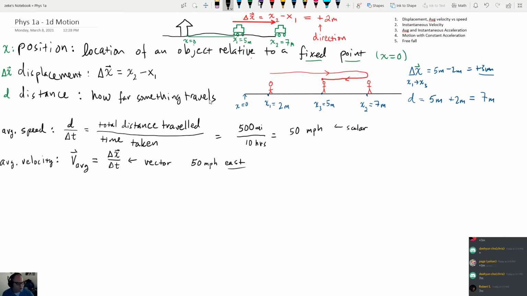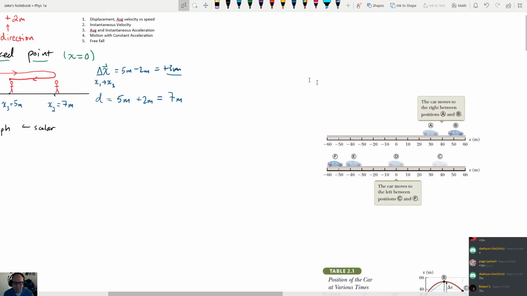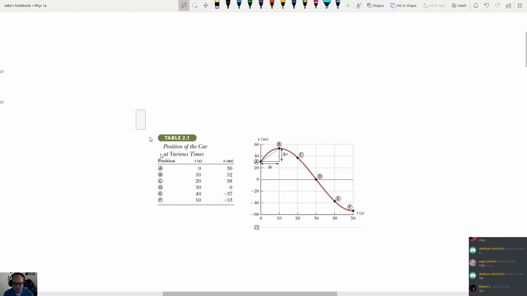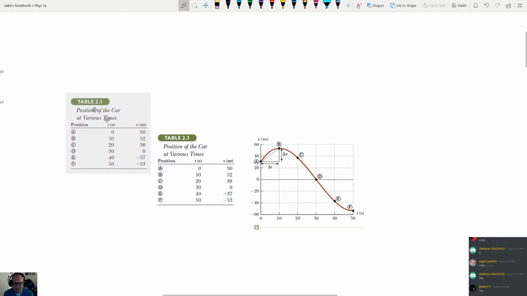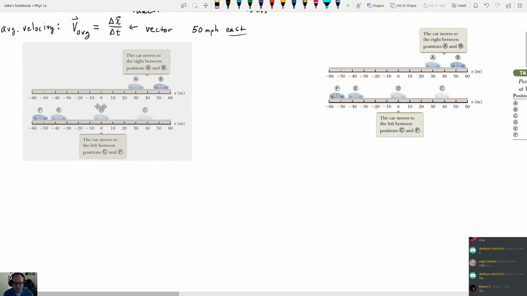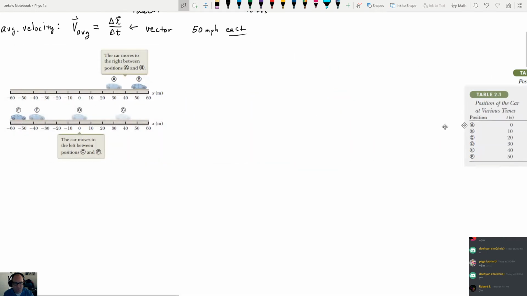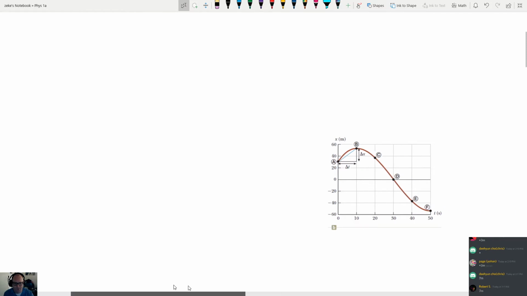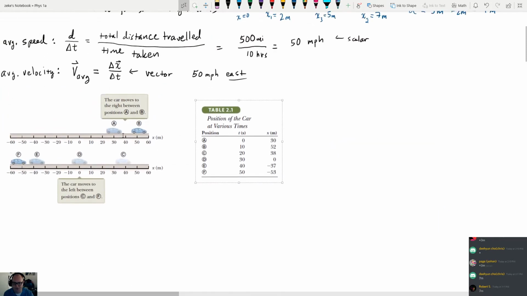Okay. Any questions about that? So let's look at a kind of, not really an example. We're just going to use a couple pictures from the textbook to do some things here. I kind of want to draw our own graph, but maybe we'll just use their graph.